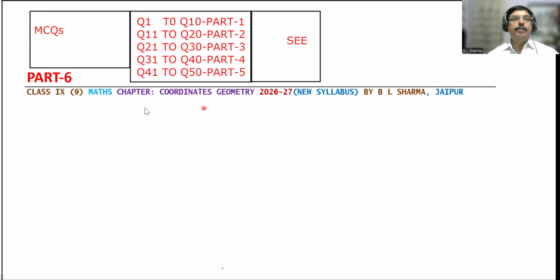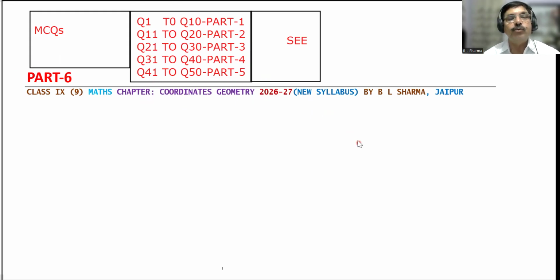Discussing part 6 of the chapter Coordinate Geometry of class 9th mathematics, from the new syllabus. Part 1 means multiple choice questions 1 to 10, we have done in the first part. Question number 11 to 20 in the second part. Question number 21 to 30 in part 3. 31 to 40 part 4 and question 41 to question 50 part 5.